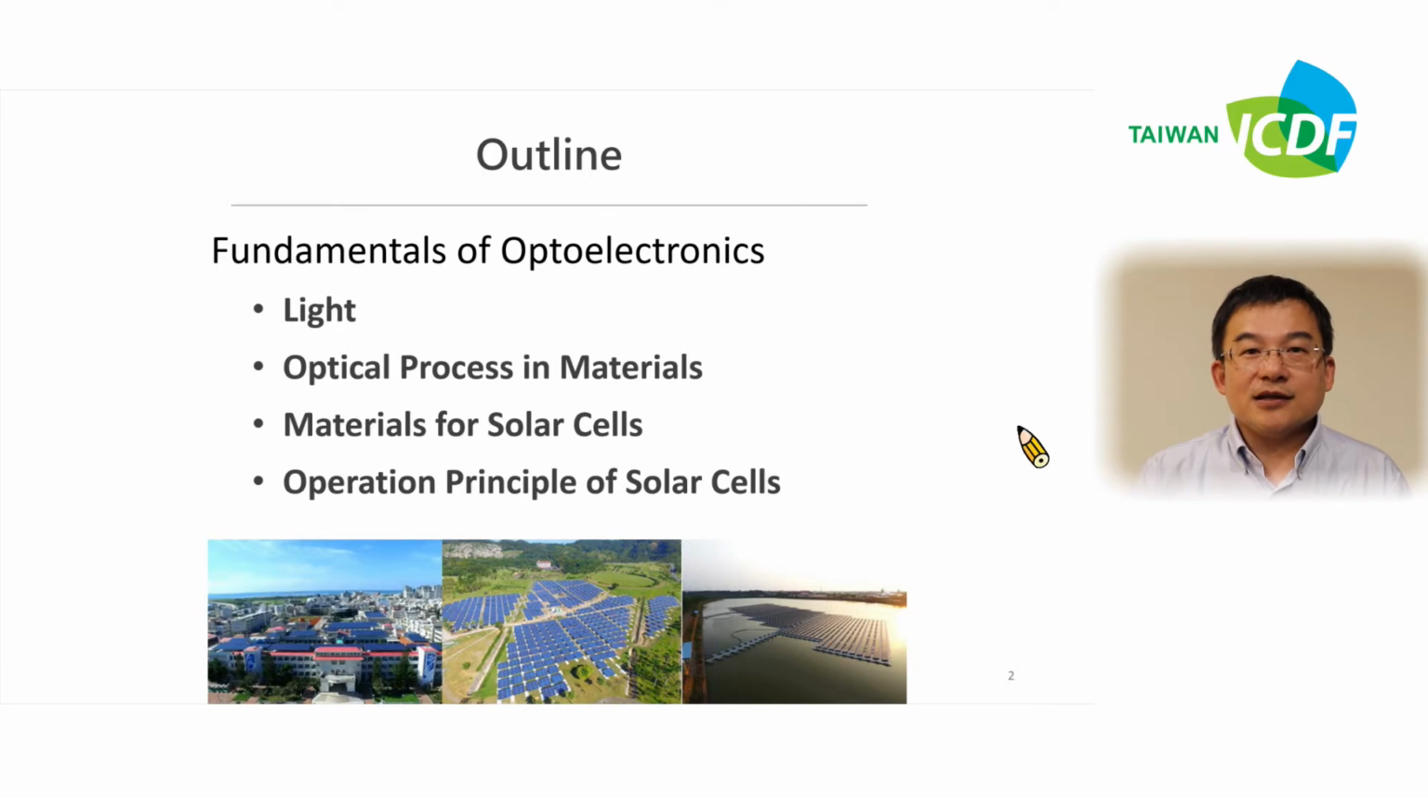In this section, I will divide it into 4 parts. The first part, we will talk about the sun, the light. And the second part, I will talk about the optical process in material. And the third one is the material for solar cell, which one is the best one, and the operation principle of solar cell.